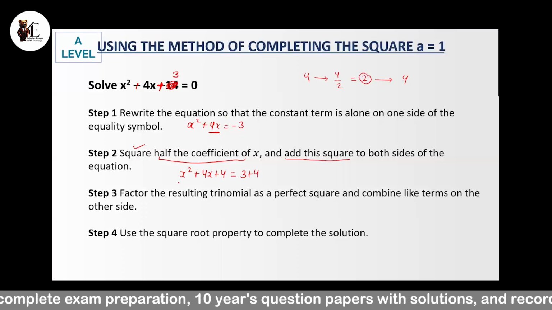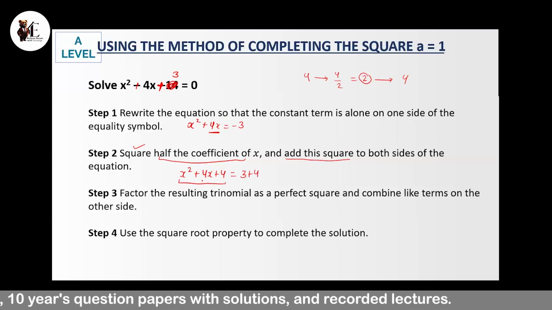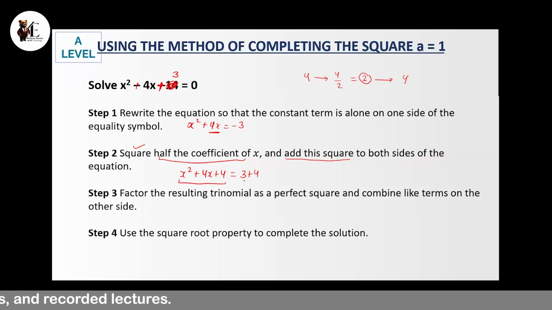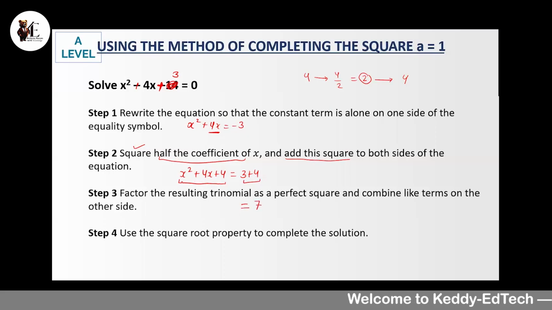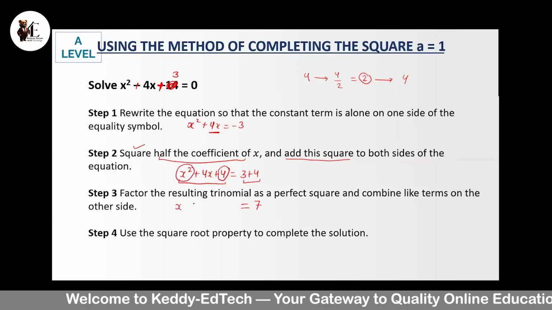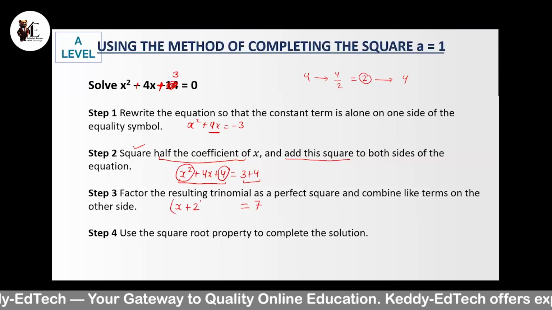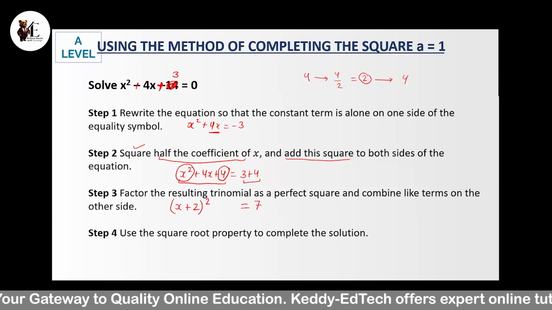Now on the left hand side, we have a trinomial because it has 3 terms. We have to write this trinomial in the form of a perfect square, and on the right hand side, 3 plus 4 will become 7. You just have to identify the square terms. So x square is the square of x, and 4 is the square of 2. Since all terms are positive, put a positive sign between them. So this is the square of x plus 2.